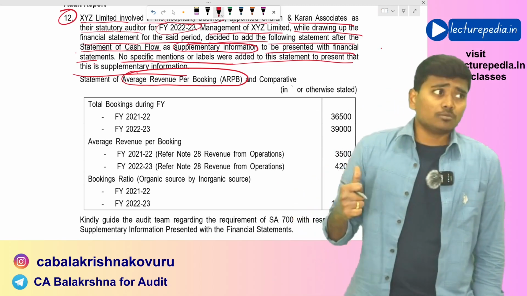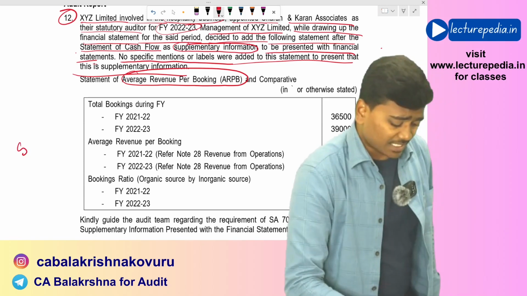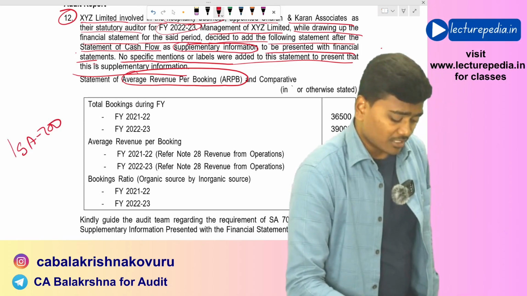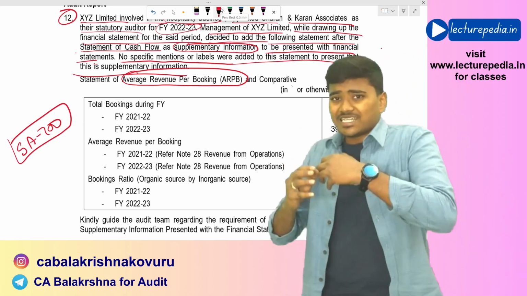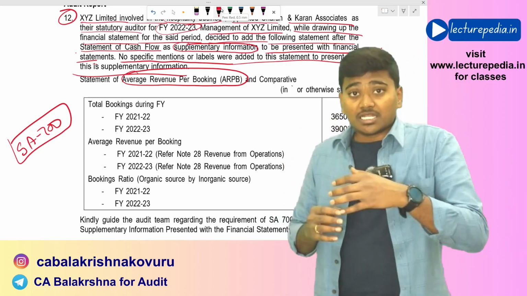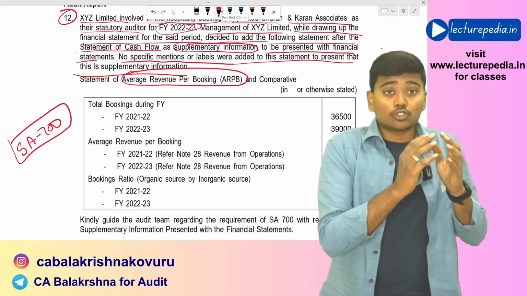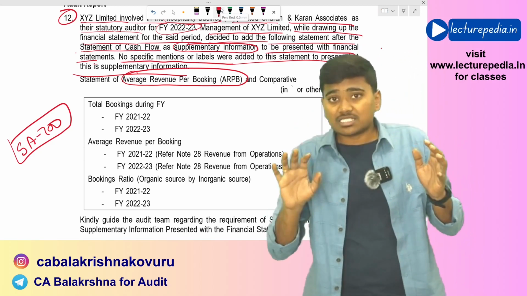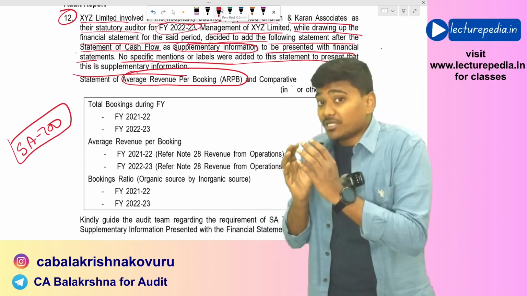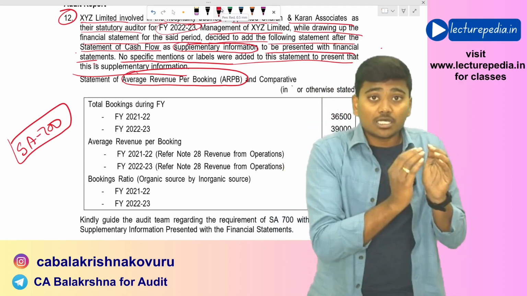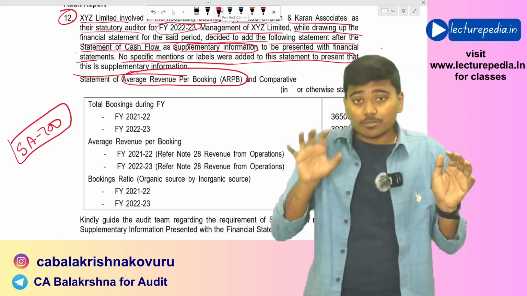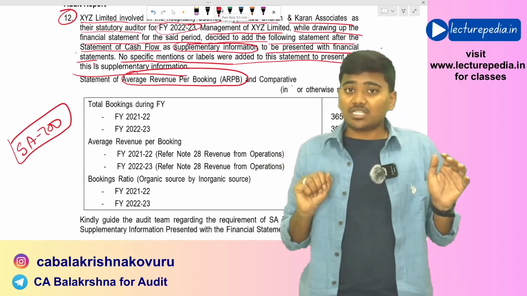So as per SA 700, with respect to supplementary information, if the supplementary information is an integral part of the financial statements, then the auditor's opinion should also include an opinion on that supplementary information. But if that supplementary information is not an integral part of the financial statements, then the auditor's opinion need not include an opinion on the supplementary information.